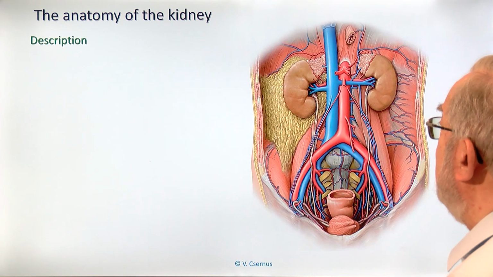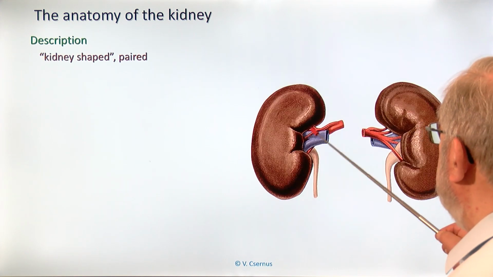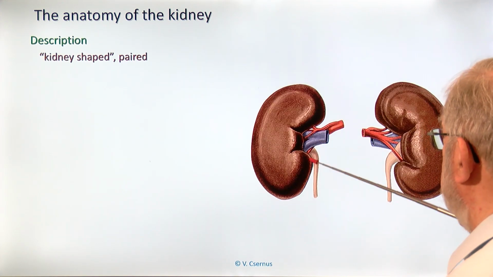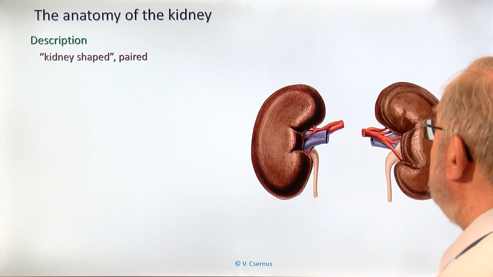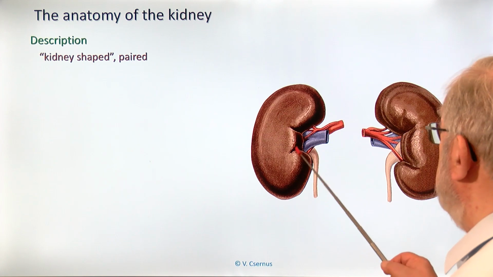Okay, now let's see the anatomy. What does the kidney look like? The kidney has such a characteristic shape, a bean shape, that any similar organ in the body is named kidney-shaped by the doctors. And this is a paired organ.